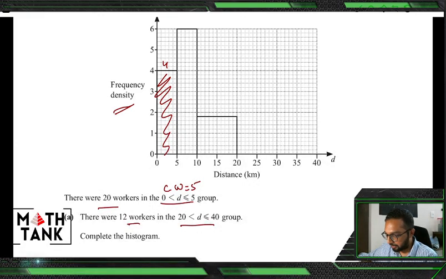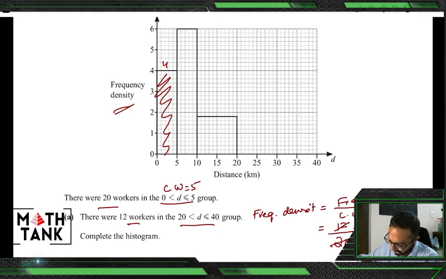Complete the histogram. Frequency density equals frequency divided by class width. The frequency was 12, and the class width was 20. So the frequency density should be 0.6. That's a long category with 0.6, so that is where my bar should be.